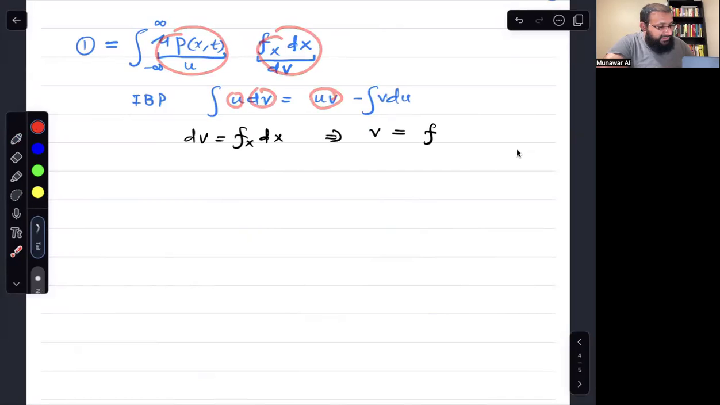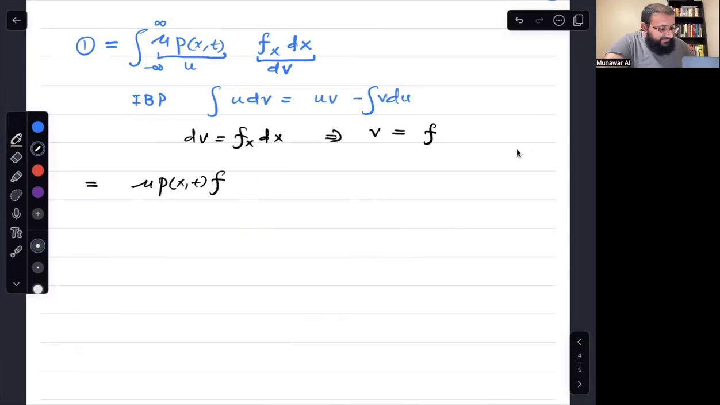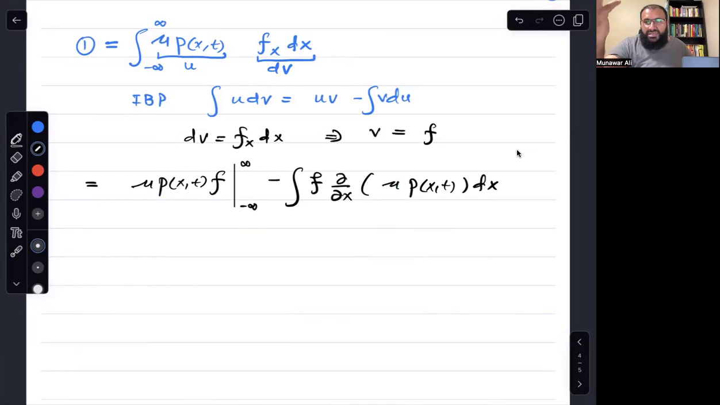I will write uv. So this one would be equal to, my u is mu p of x,t times f, and always the limit is from negative infinity to infinity, minus integral v, which is f, and du is the derivative of mu times p of x,t dx. So I'm only applying the integration by parts.